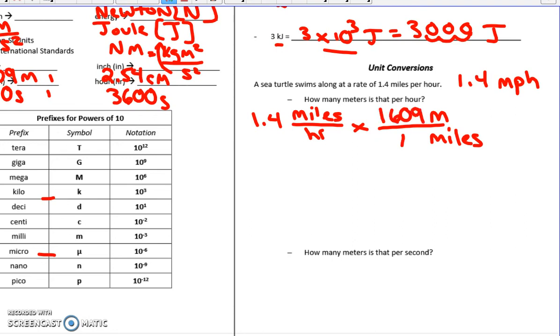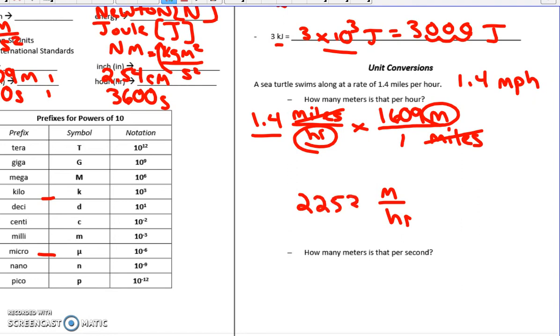And mathematically, miles divided by miles cancel out, and now I'm left with a unit of meters over hours, which is what I wanted. So what do I do in my calculator? I take the 1.4, I multiply it by the 1609, and when I rounded this to the whole number, I have 2253 meters per hour. But that's a number that's hard to conceptualize. So let's convert it to meters per second.